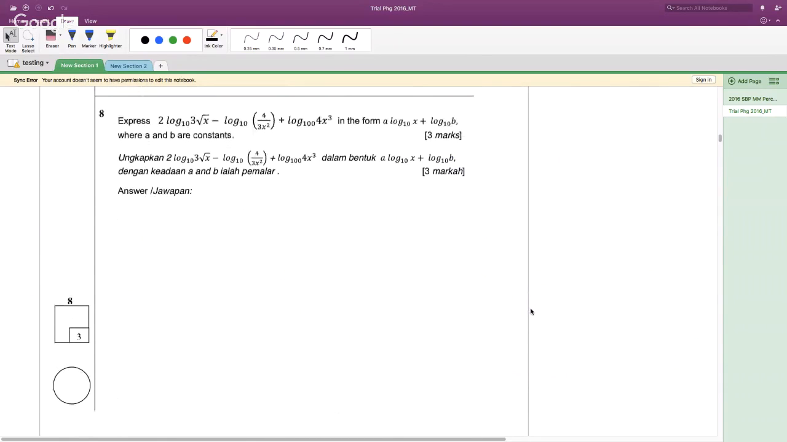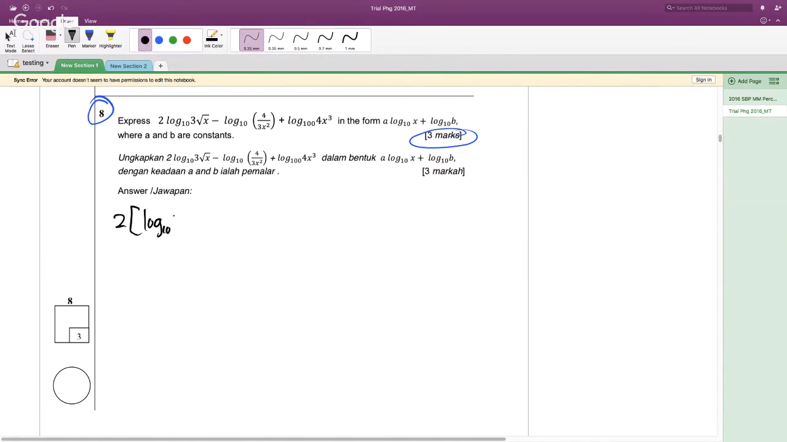Yeah, this one actually is quite tough for 3 marks because I just did it just now. I mean, there are so many things and it only gives you 3 marks. So I'm trying to make this one look easier a bit. So, okay, you want to solve the whole equation in terms of log 10 x and log 10 b. b is a constant, x obviously is a variable. So what I'm trying to do is separate them.